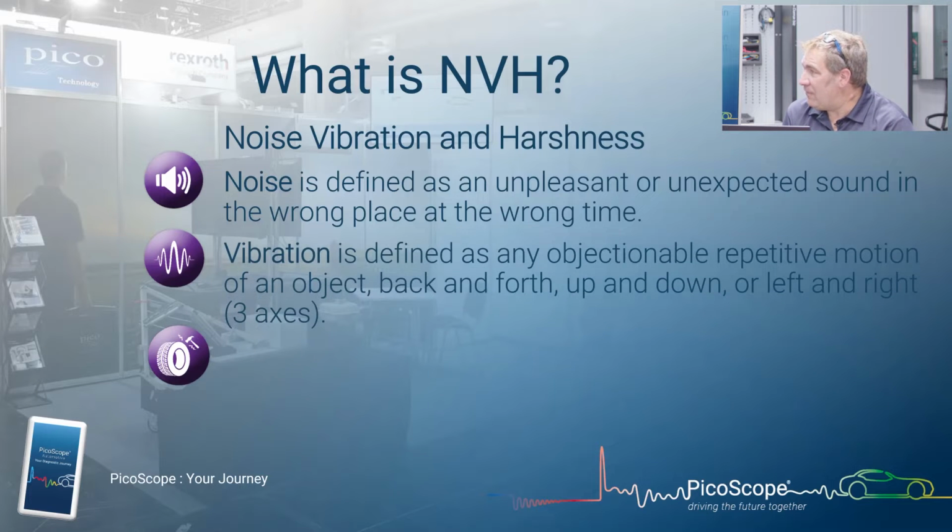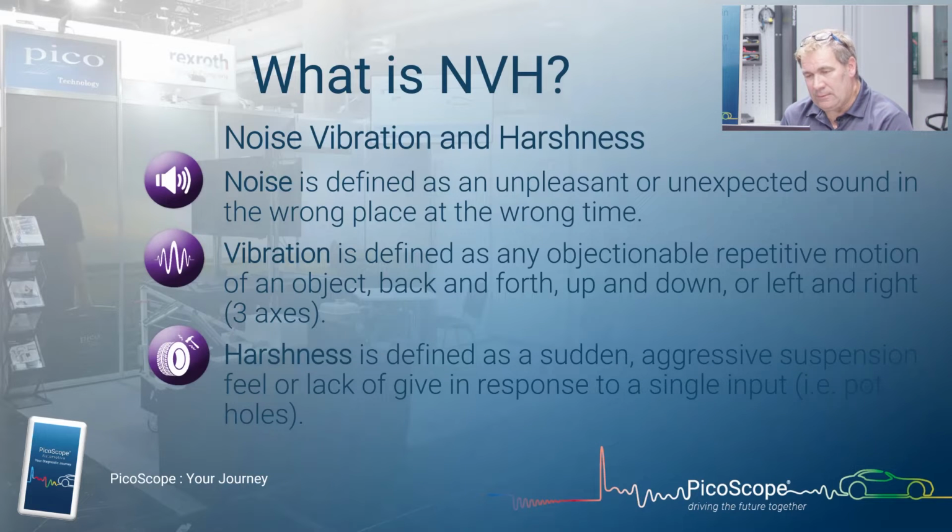Then we have vibration, and that is defined as an objectionable, repetitive motion, either up or down, or back and forth, that you can feel. And then finally, and possibly the harder one to try and understand, is harshness, and we define this as an aggressive move from a single input. So we'll have a quick look at this in a little more detail.